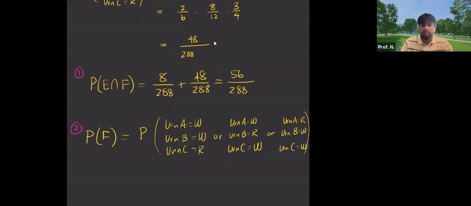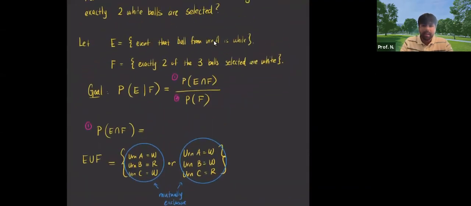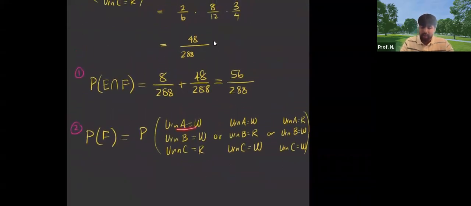and urn C is white. Do you see how F includes one more event that is not included in E? Because E is very specific: the ball from urn A must be white. But if you just consider F alone, that's not a requirement, because we only care about the fact that 2 of the 3 are white. So I could have urn A white, B white, then red, or white, red, white, or red, white, white. These things are still going to be in my event F.